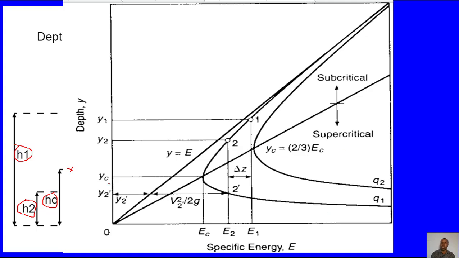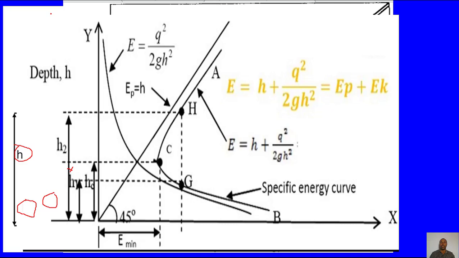We will see this detail now. This is the kinetic energy equation, which is q square, specific discharge square, over 2gh square. EP is the potential energy due to the head, and the specific energy is h plus q square over 2gh square. So this is the specific energy graph. Then total energy is potential plus kinetic energy, which is very important.